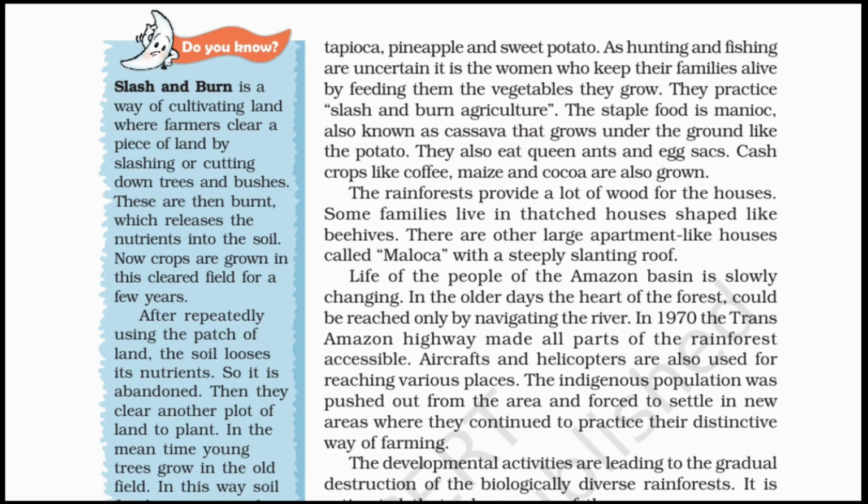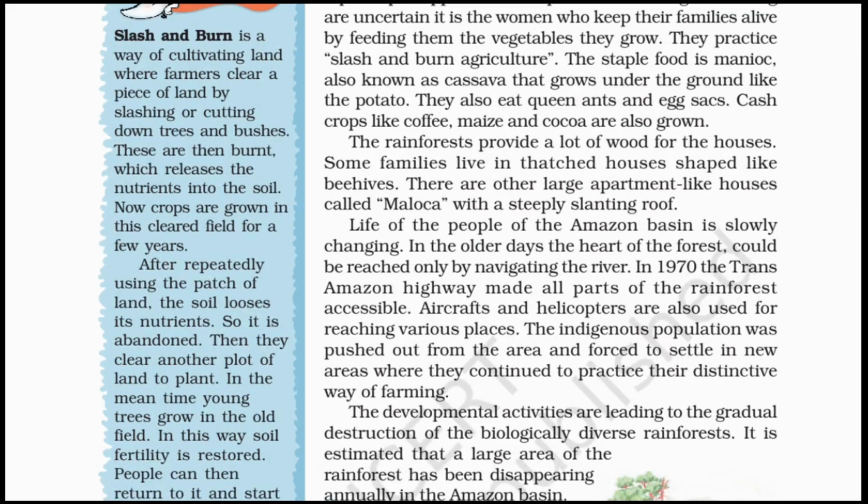So let's come back to our paragraph here. The staple food of these people is manioc, also known as cassava, that grows under the ground like the potato. They also eat queen ants and egg sacs. Cash crops like coffee, maize, and cocoa are also grown here. Cash crops are the crops which are sold in the market for cash.